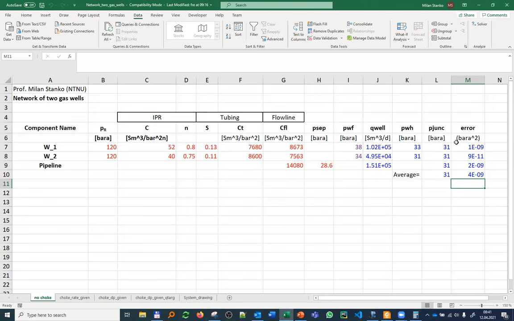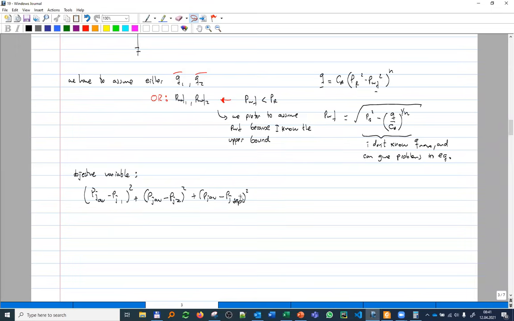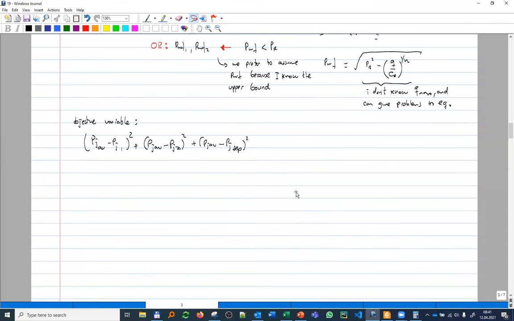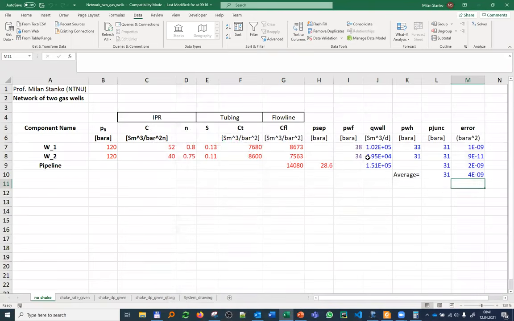So this method creates an error function and minimizes that error function. There are also different ways that you can solve this network. This is just one approach, trying to condense all of these differences in one equation. But you can also use different approaches.